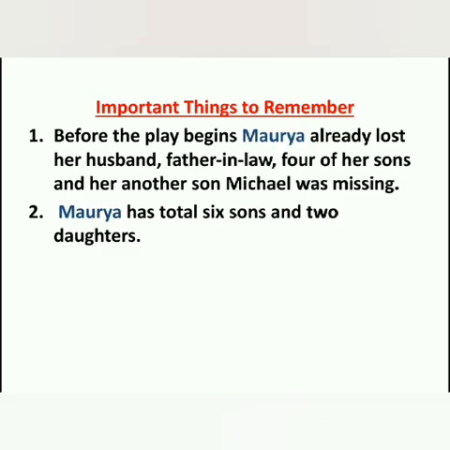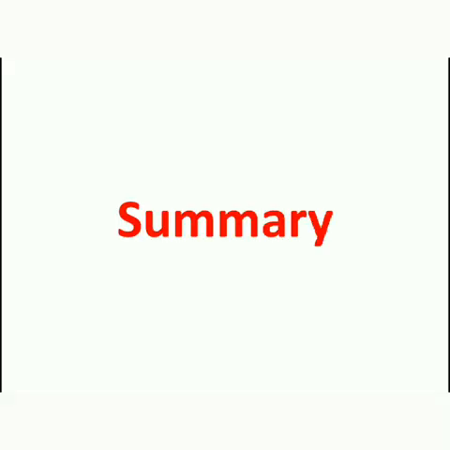Okay, so now we have to remember a few things. Before the play begins, Maurya has already lost her husband, her father-in-law, four of her sons, and her other son, Michael, is missing. And Maurya has six sons in total and two daughters. Okay, so now let's read the summary.